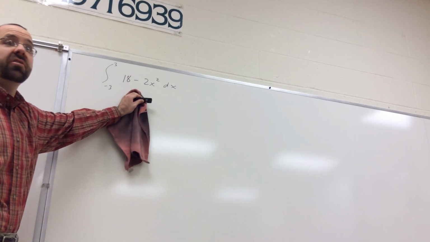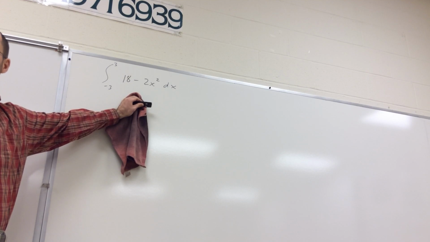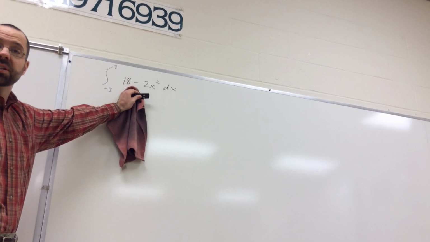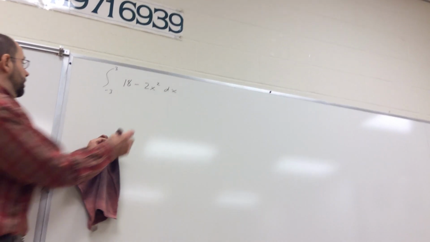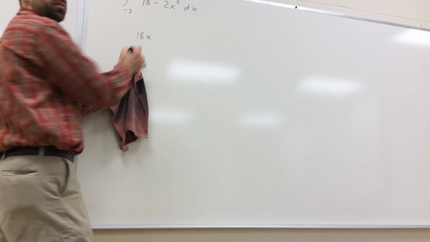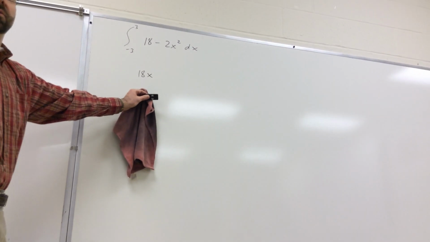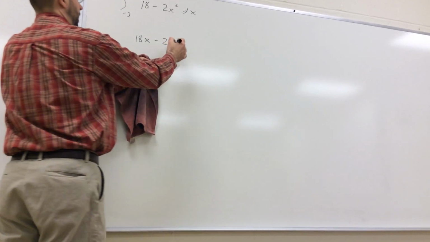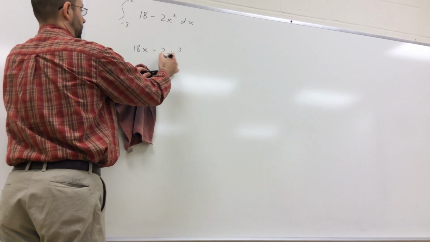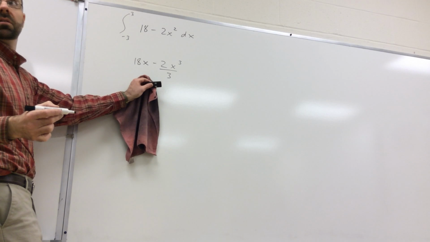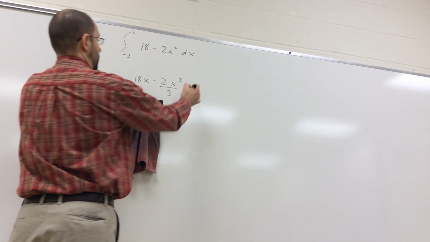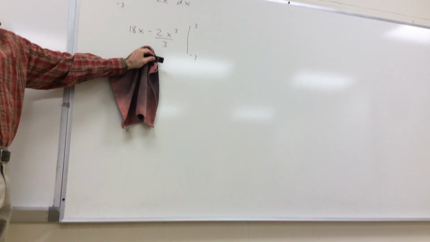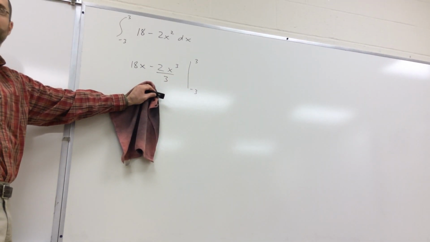Okay, so now how do you calculate an integral? What's the first step? Find the antiderivative, right? So I've got to find the antiderivative of this. The antiderivative of 18 is 18x. Antiderivative of 2x squared, well, the 2 is just hanging out. Add 1 to the exponent. Divide by the exponent. And then we're going to eventually plug in 3 and negative 3 and subtract, right? So we can remind ourselves to do that by putting in line 3, negative 3.